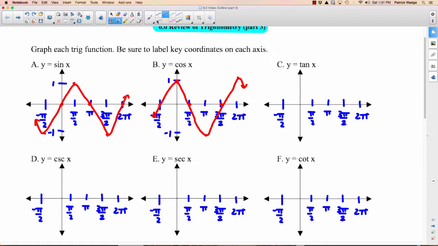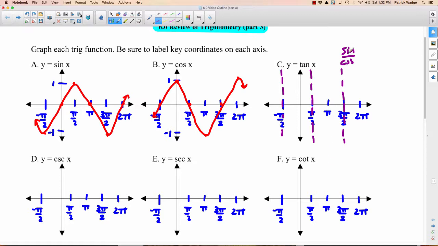For the tan graph, remember that tan is equal to sine over cos. So you can't have cos equaling 0. That would make it undefined, and you'd have a vertical asymptote there. So where does cosine equal 0? Well, it equals 0 here at negative pi over 2. So we know we're going to have a vertical asymptote there. It also equals 0 at pi over 2, so vertical asymptote there. And at 3 pi over 2. Those are our vertical asymptotes.